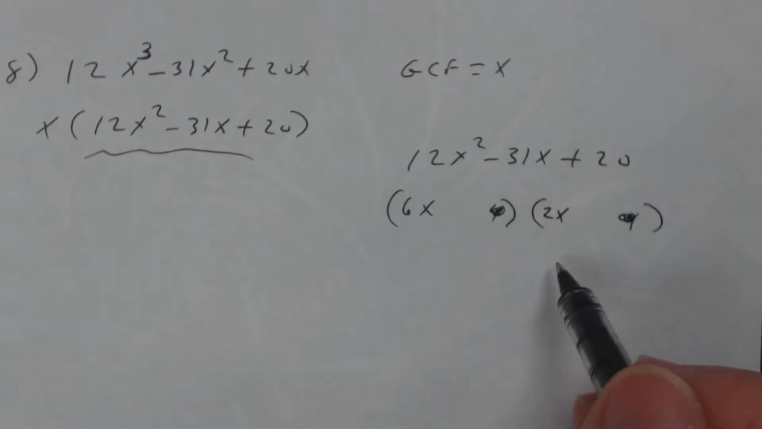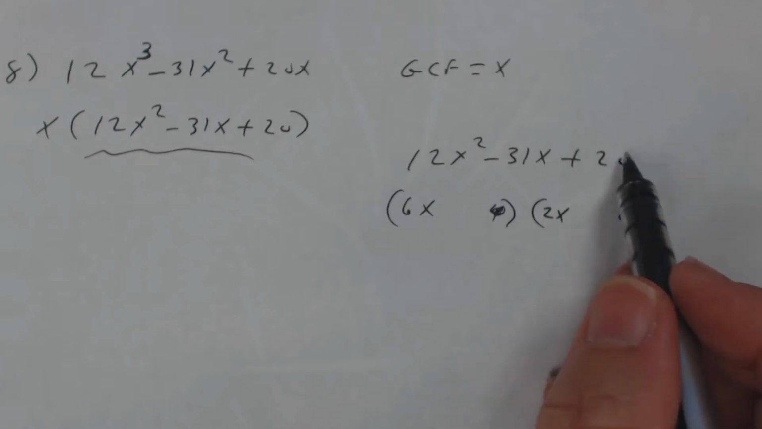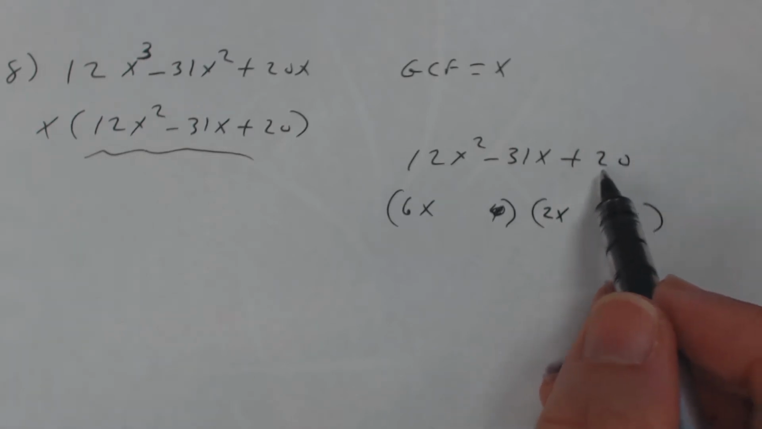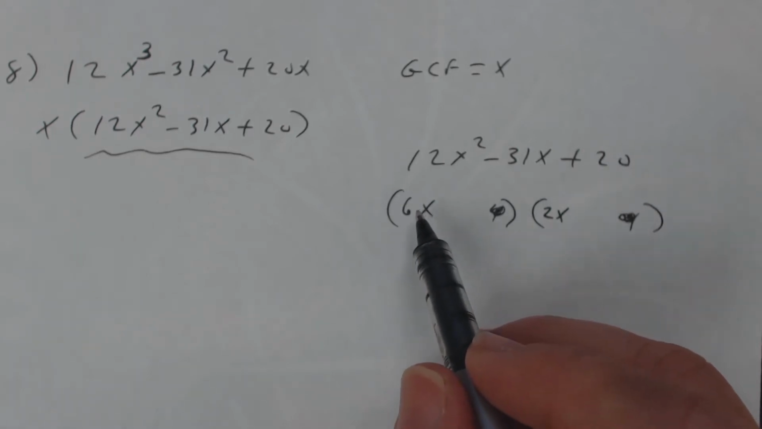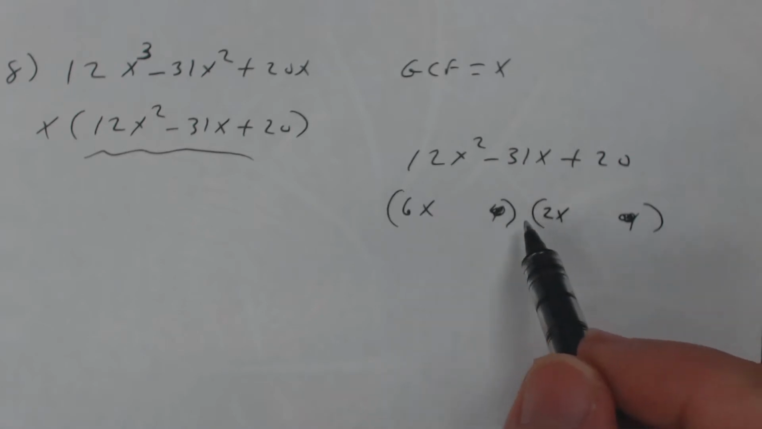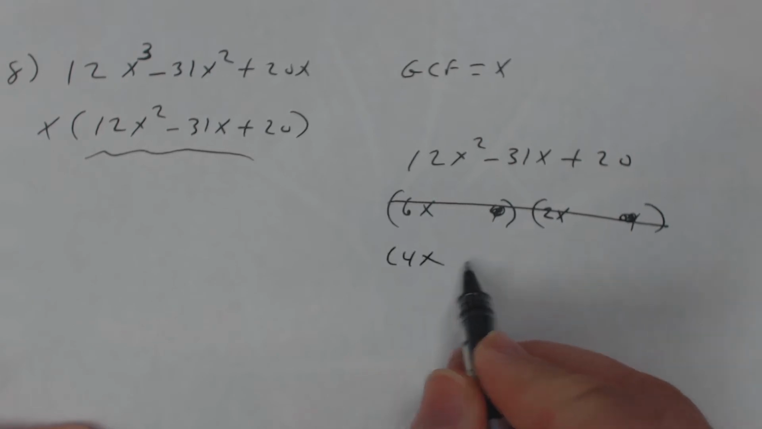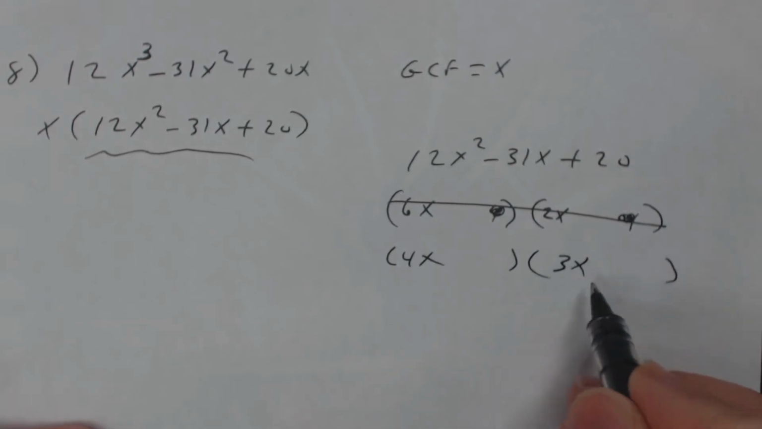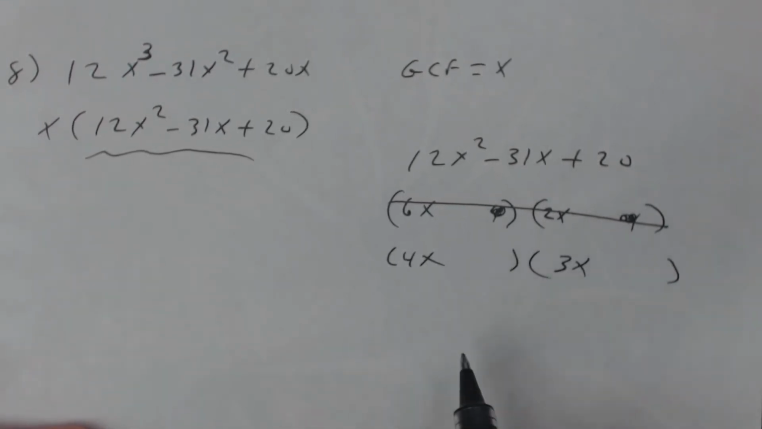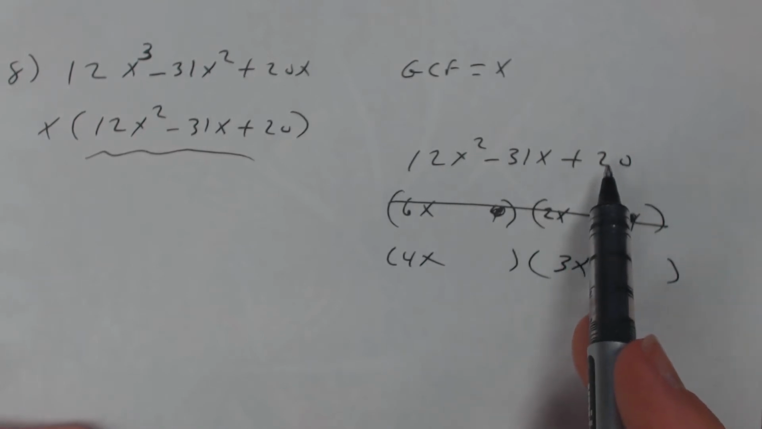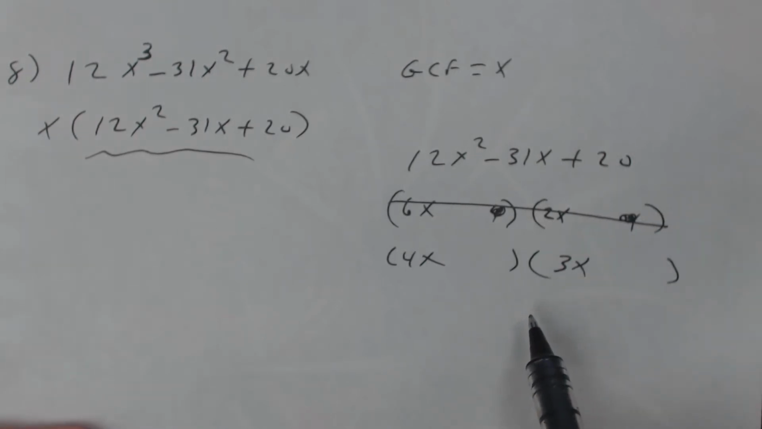10 and 2 won't work either. So I'm trying to think of factors of 20. So that kind of implies that maybe using 6x and 2x is not a good idea. So let's use 4x and 3x. So remember trial and error. I'm using trial and error here. So let's go back to 5 and 4 and see what we get.